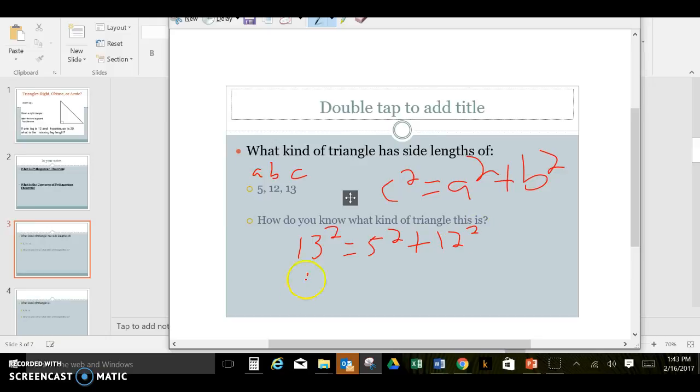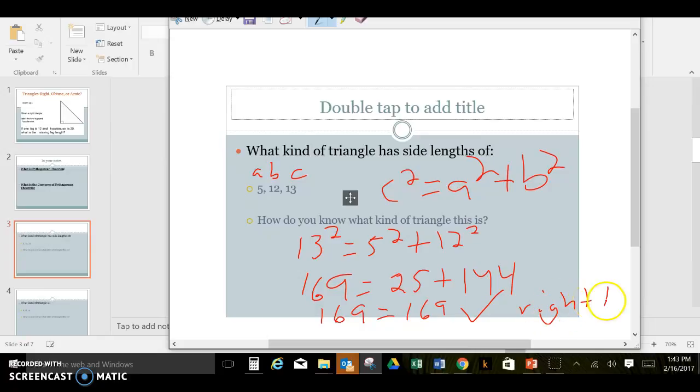Well, 13 squared is 169. 5 squared is 25. And 12 squared is 144. So if you add 25 plus 144, you do get 169. So you get 169 equals 169. Now, if both sides of this are equal, we can now say that this is a right triangle. So that checks out. We have a right triangle.